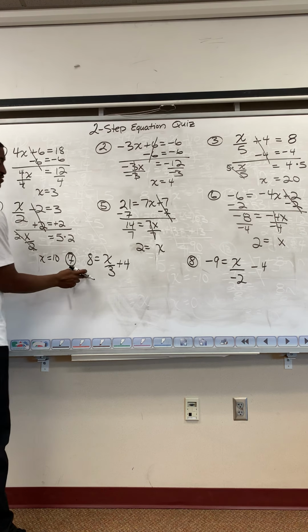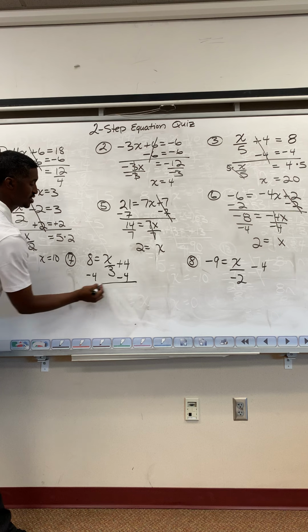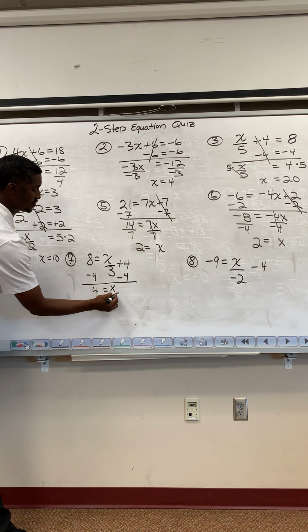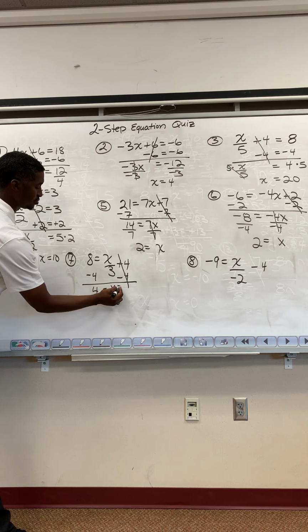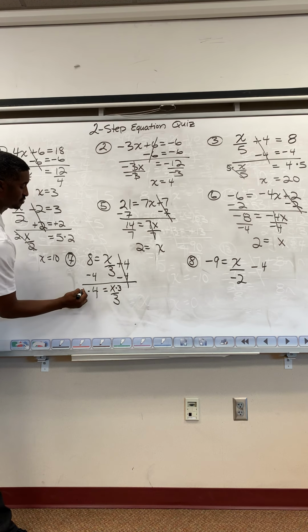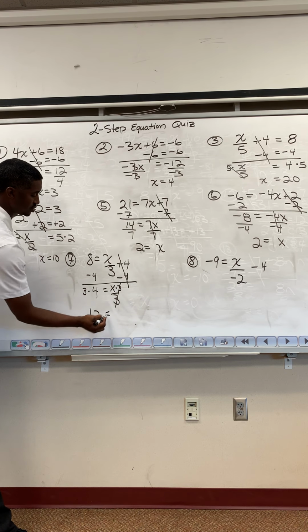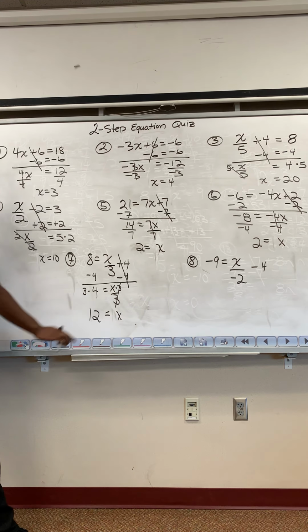Number 7, we're going to subtract 4 on both sides. That's going to leave us with 4 is equal to x divided by 3. That becomes 0. Then we're going to multiply both sides by 3. That becomes a 1, so we're left with 12 is equal to 1x. Don't need the 1 there.